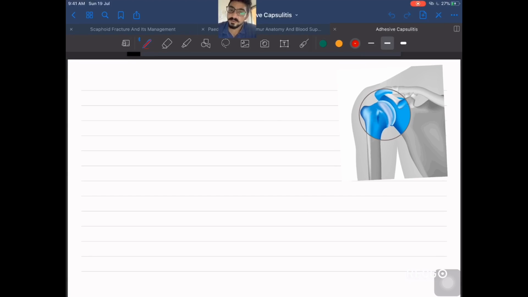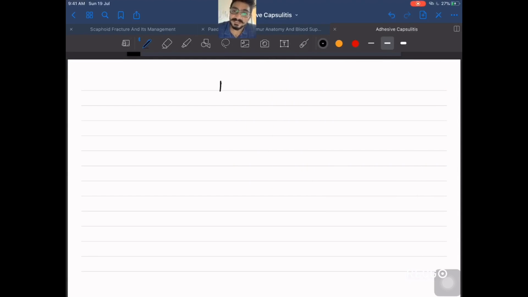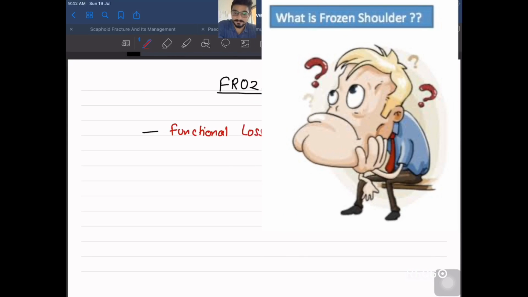Hey everyone, today I'll make you learn about the frozen shoulder. We all have senior citizens sitting at their home. They are suffering from some kind of pain and stiffness in their shoulders. In 70% of them, it is actually attributed to the frozen shoulder. Let's look at what it is.